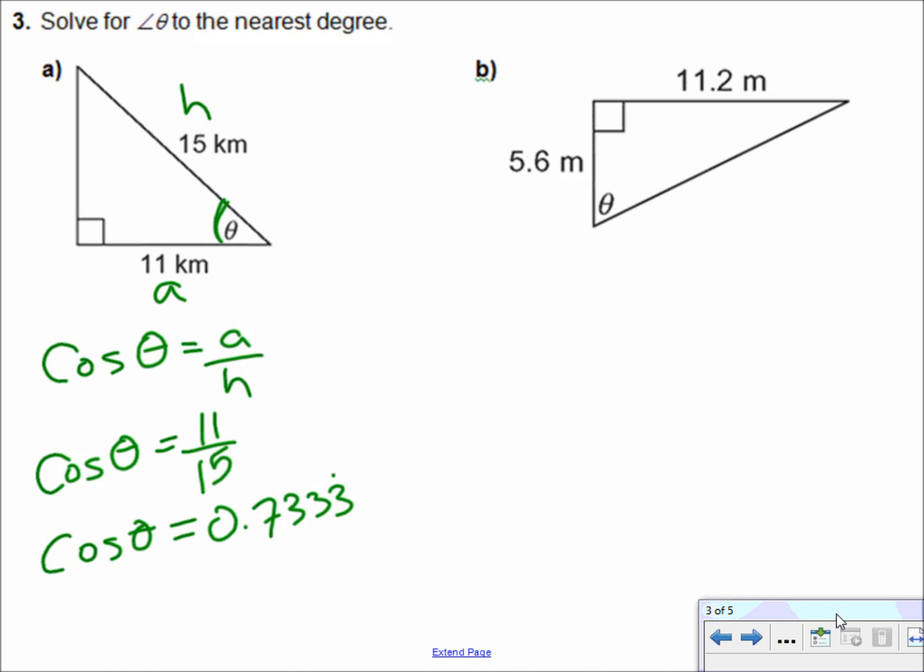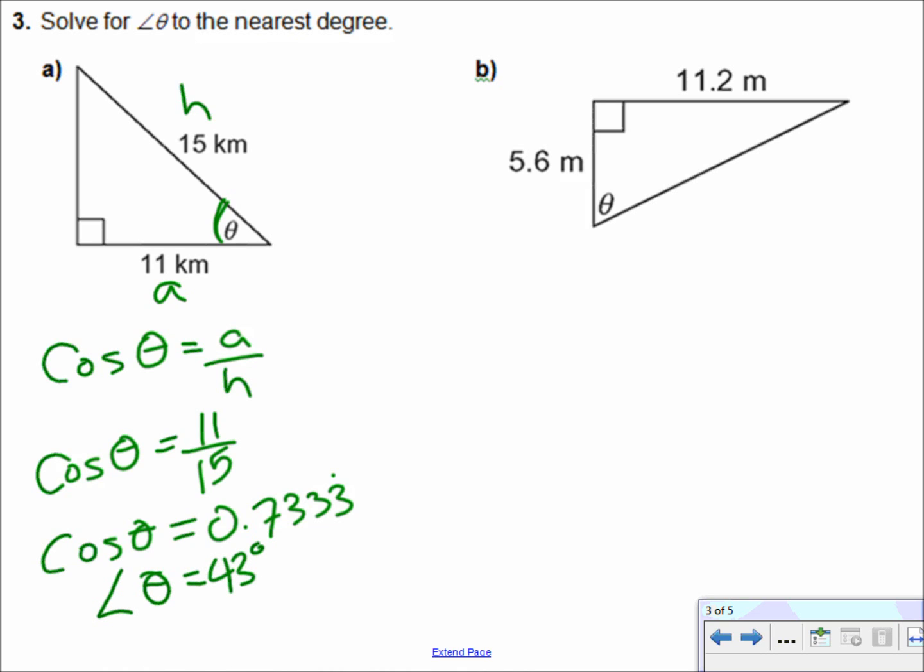So on my calculator, I'm going to go second function, cos, and now I'm going to use my answer button, or you can type in the 0.7333. If you have a graphing calculator, the way you use your answer button is you just hit second again, and you hit the answer or the negative button, which is right next to the equal sign. So I got 42 degrees, rounded to 43. So angle theta is equal to 43 degrees.